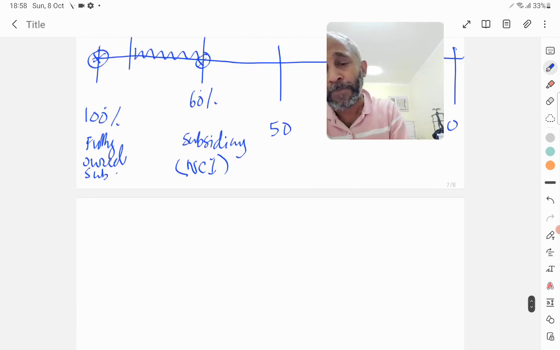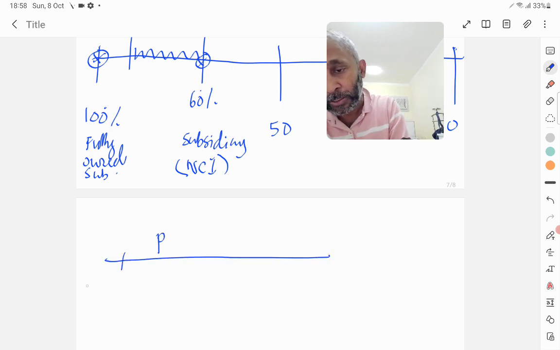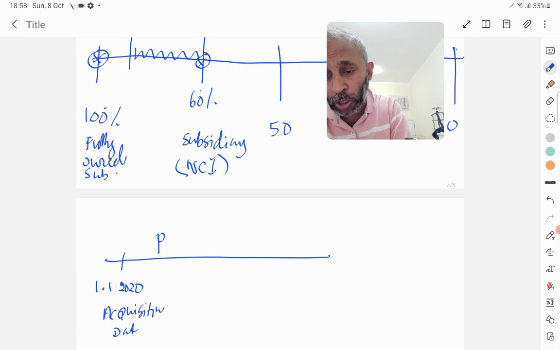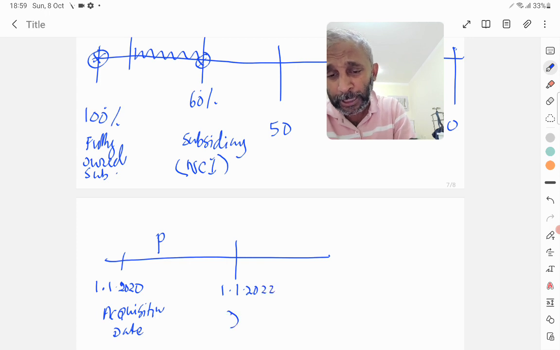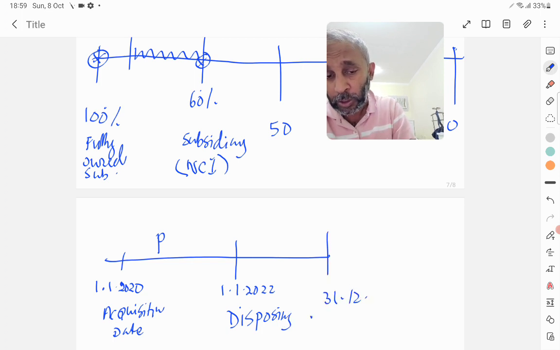For example, let's say you have the parent. This is 1st January 2020, the acquisition date. The parent acquires the subsidiary on 1st January 2020. On 1st January 2022, the parent disposes of the shares. And this is 31st December 2022, the balance sheet date.